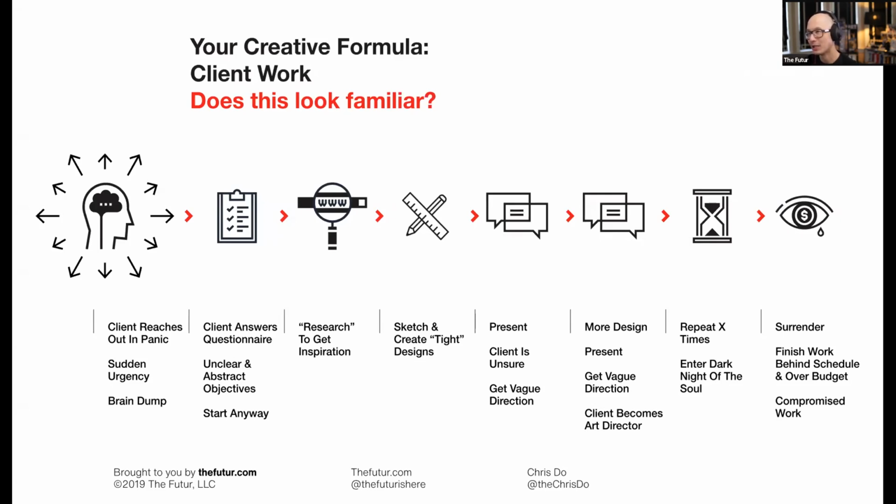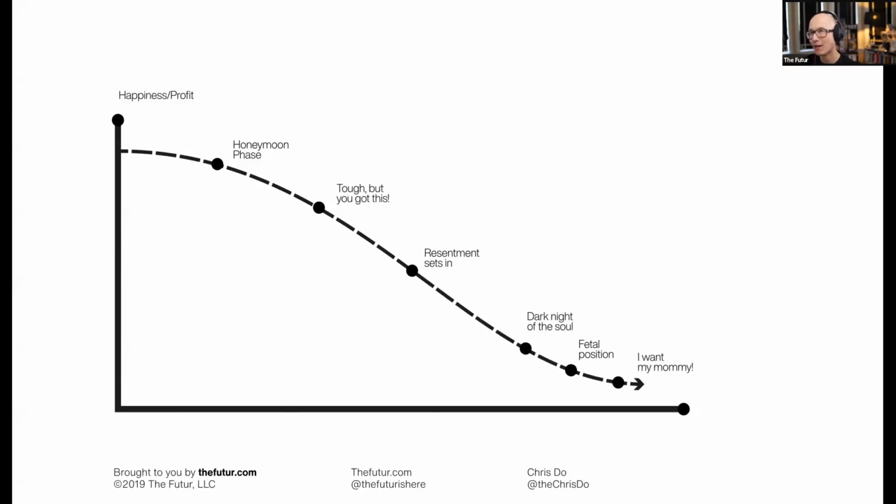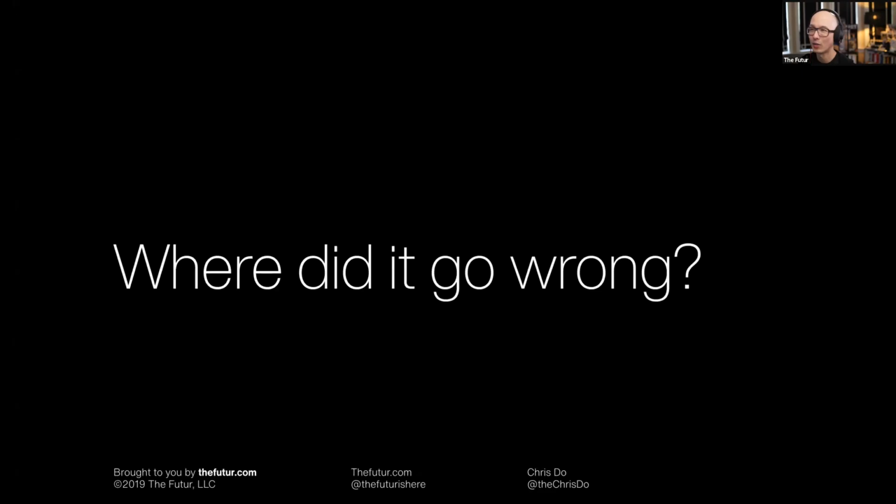So you have something that doesn't make money and isn't work that you're proud or inspired to show. That's horrible. So if we look at it on a graph, we can see that the more revisions you make, the less happy you are, the less profitable you become, until you get to that point in the dark night of the soul and you crawl into the fetal position and say, I want my mommy. So where did it all go wrong? Well, it went wrong here.